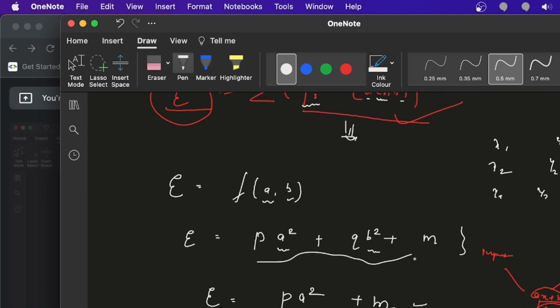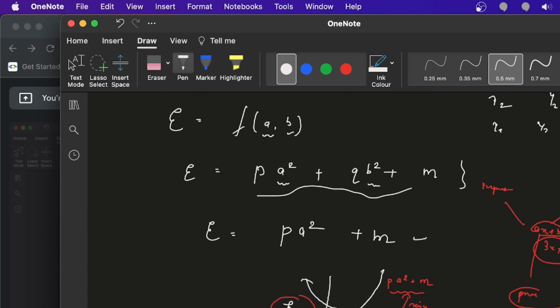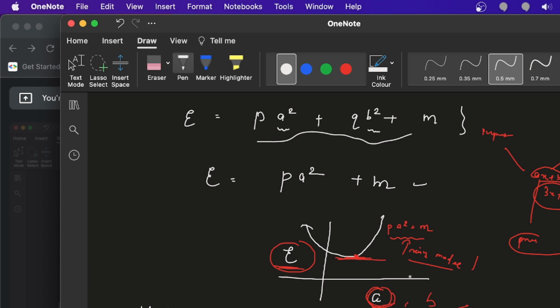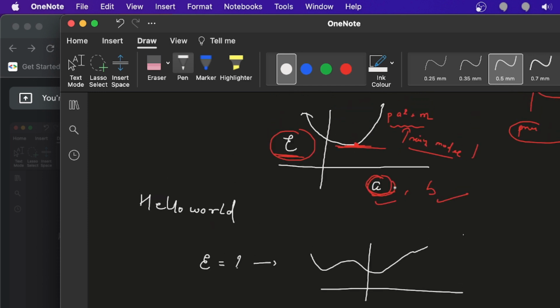After ignoring B, this function looks like this. This is supposed to be a parabola, but it doesn't mean that every time you will get the equation of a parabola for the error function, loss function, or cost function. This function could be anything. It could look like this, but for better understanding, we are dealing with this parabola.